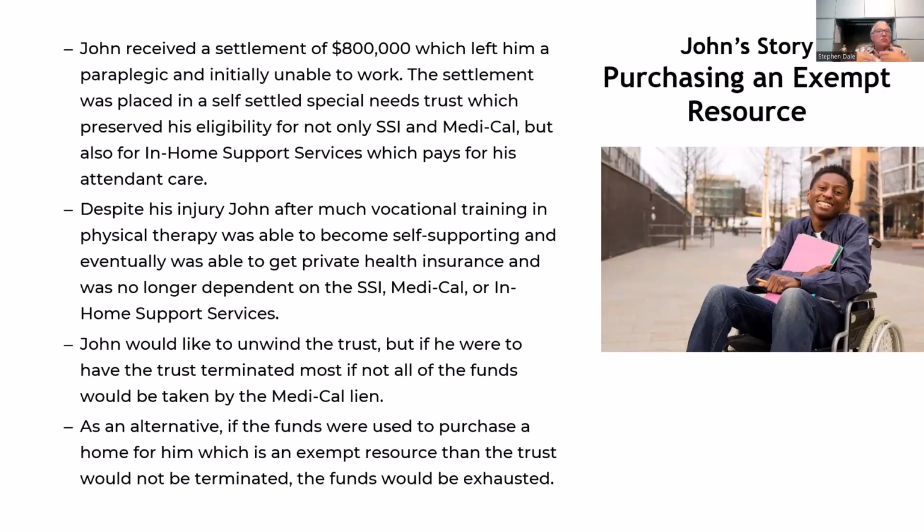But it might be that you want to use the money to buy an exempt resource or whatever. But if you see what's going on here, part of this is trying to come up with a plan about what if John is able to become self-supporting and the trust no longer does its job. And that happens. In fact, it happens a lot.